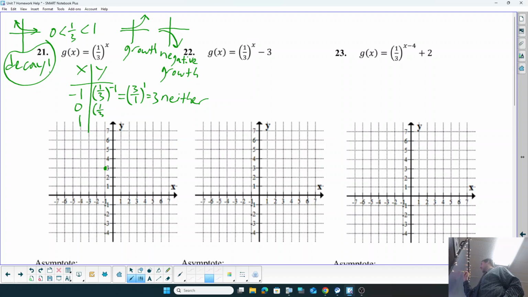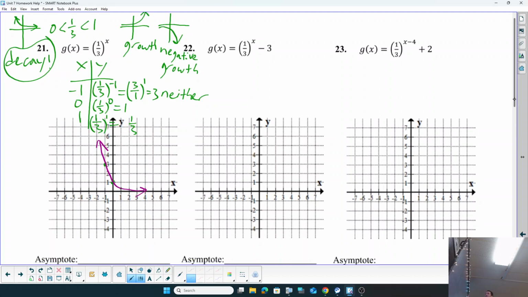Anything to the 0 power is just a 1. And then 1/3 to the 1 power is just going to be 1/3. So over 1 and then up a 1/3. And then there's our graph. So we're going to go along here, go through our y-intercept, along the horizontal asymptote there.